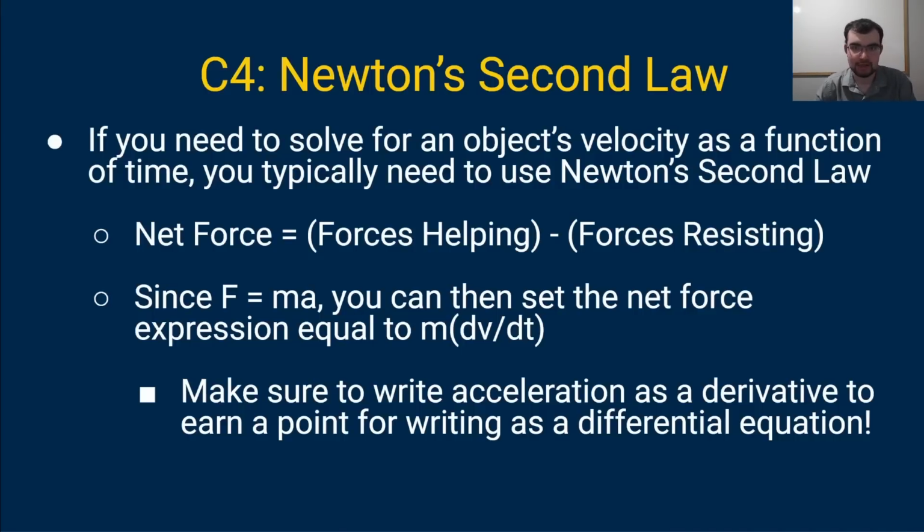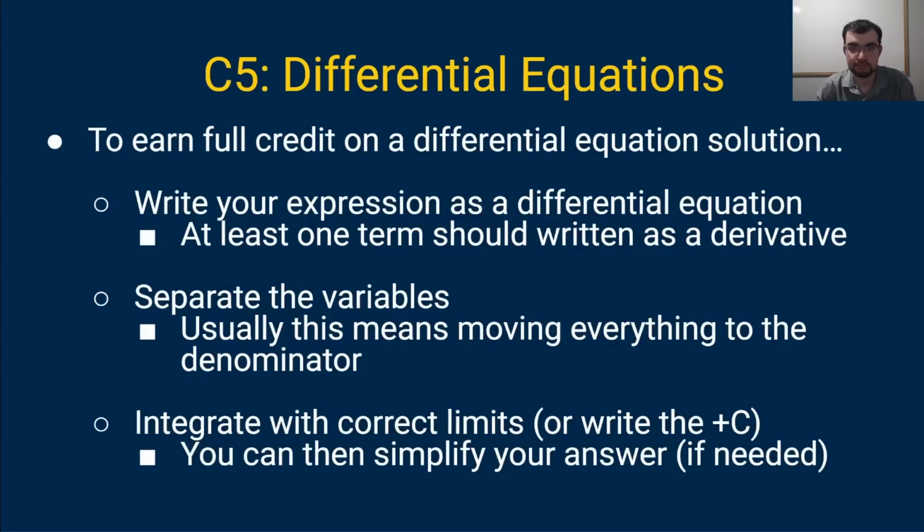So I always write the second law as the forces helping minus the forces resisting. You can set that equal to ma. And if you're getting points for differential equations, you can actually just set the force equal to m times the derivative of velocity with respect to time, dv dt. You do get a point on most of these Newton's second law diff EQs just for writing it in the form F net equals m dv dt. So make sure you write that derivative to make it a differential equation.